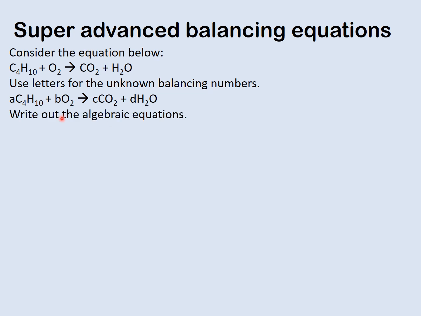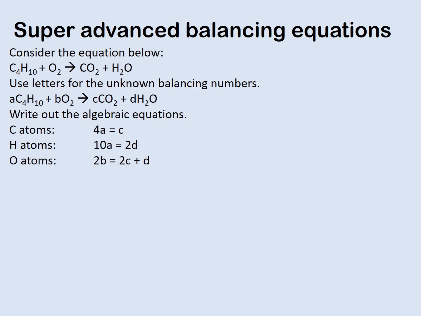Then you write out your algebraic equations. What I mean by that is you say, well, okay, if I look at carbon atoms first of all, there are 4 times whatever A is on the left-hand side, so 4A, and on the right-hand side there would be 1 times whatever C is, so 4A equals C. See if we can do the same thing for hydrogens and oxygens. If you want to pause it, you could have a go at that. So hydrogens, you're going to have A times 10, and then on this side you're going to have D times 2.